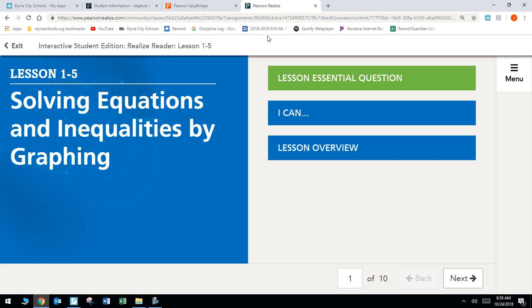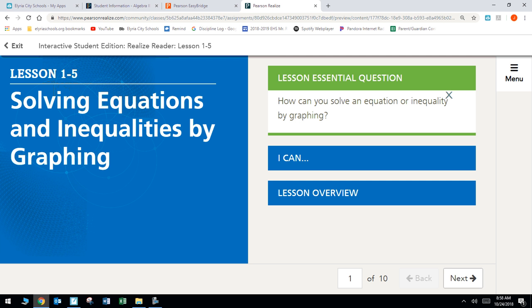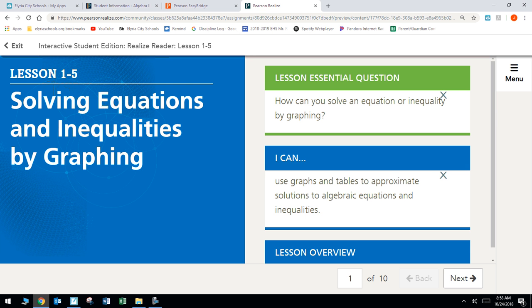Okay. So today we're looking forward to solving equations and inequalities with graphing. And the question we're looking at is how can you solve with graphing? And at the end of the section, you should hopefully be able to use the graphs and tables to find solutions to algebraic equations and inequalities.